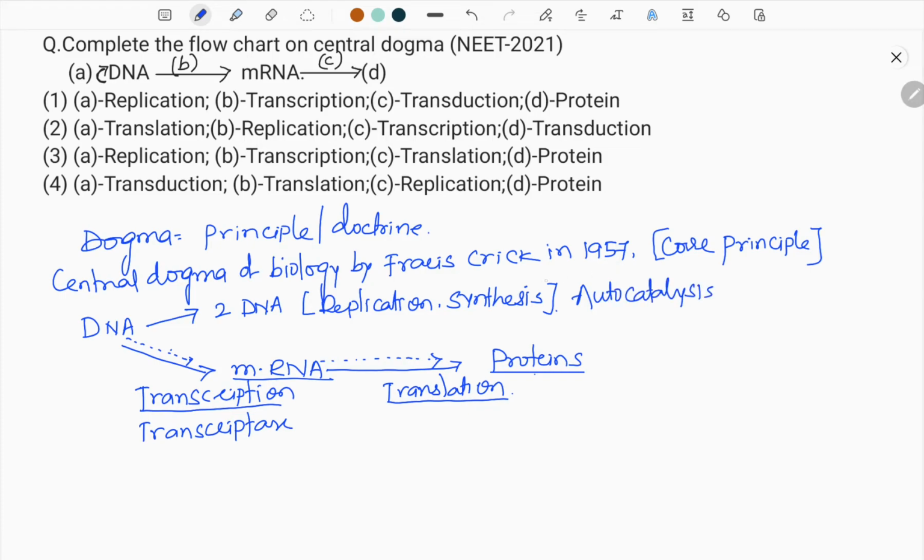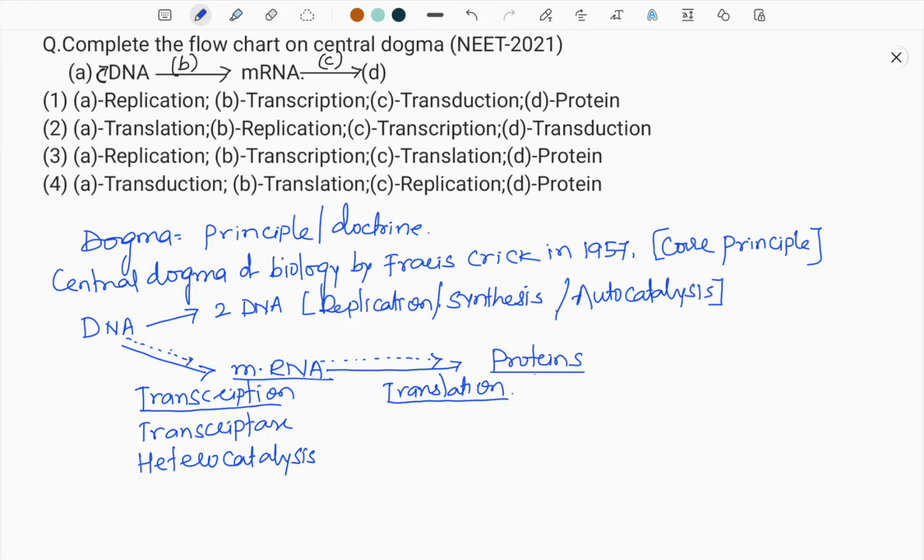It is called autocatalysis. It also has the names DNA replication, DNA duplication, DNA synthesis, DNA autocatalysis. And formation of mRNA from DNA is called heterocatalysis. This is heterocatalysis. Both are well explained and well understood in the central dogma of molecular biology.